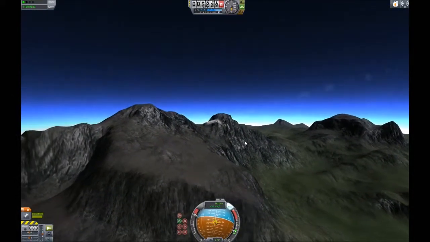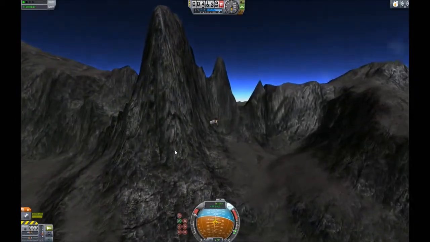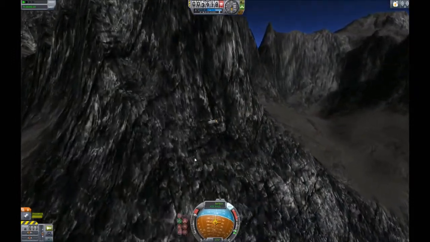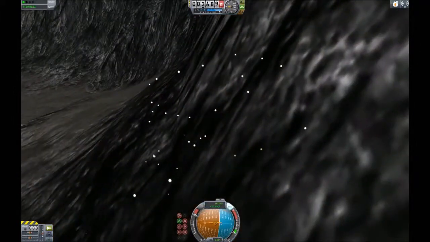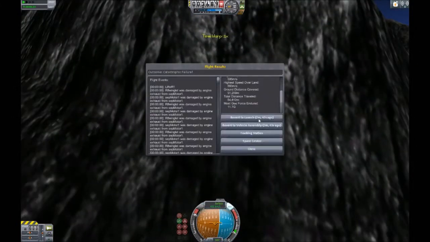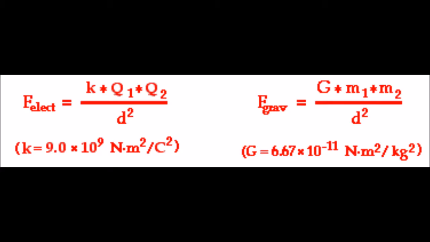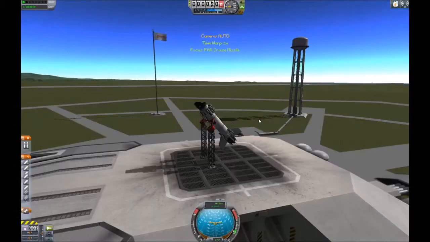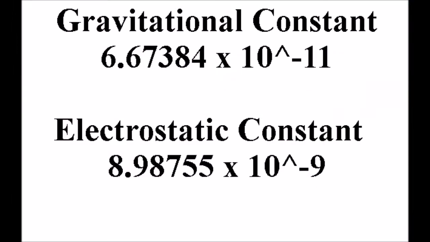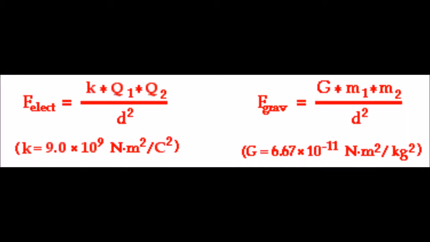Gravitational force versus electrostatic force. Two of the fundamental forces are gravity and electrostatic force. Here are two equations that determine gravity and electrostatic force between two objects. In these equations, G and K represent constants. M sub 1 and M sub 2 represent the masses of the two objects, and Q sub 1 and Q sub 2 represent the charges of the two objects. Both R and D represent the distance between the centers of the two objects.